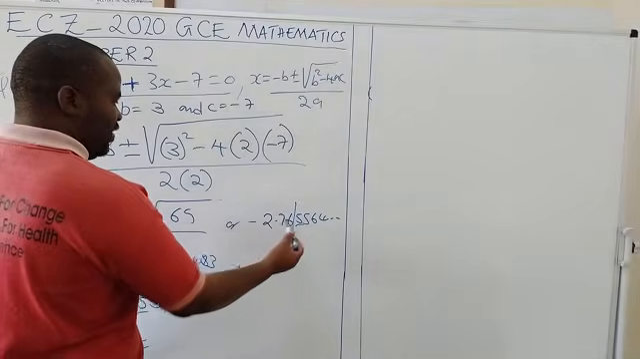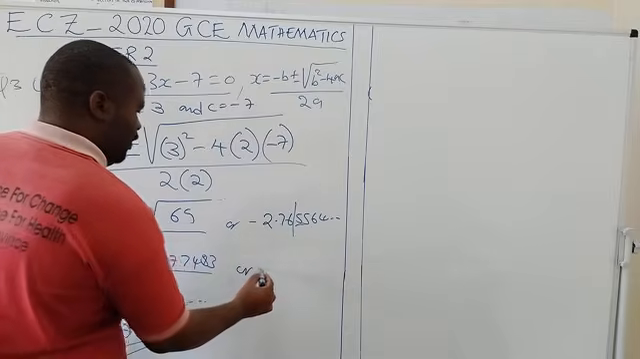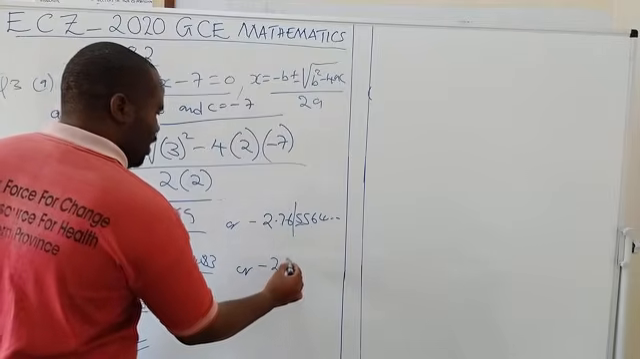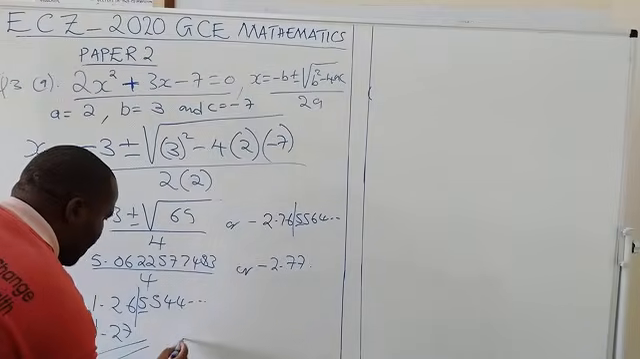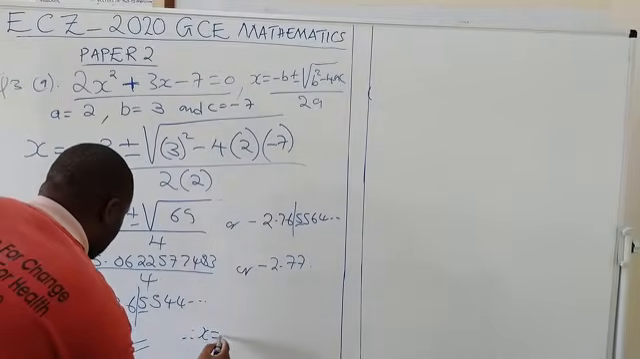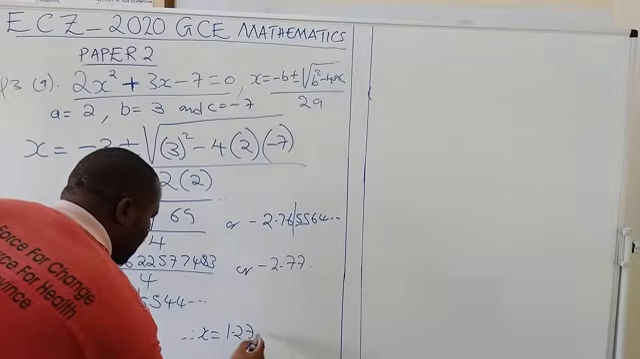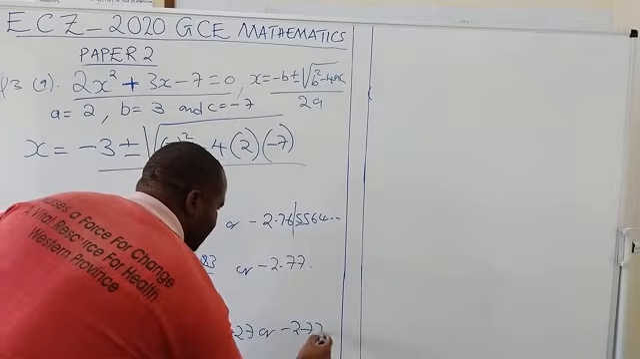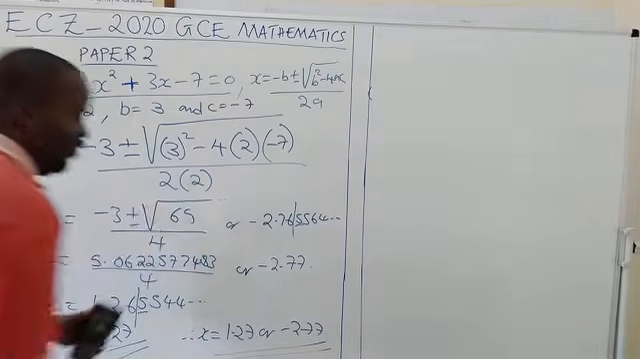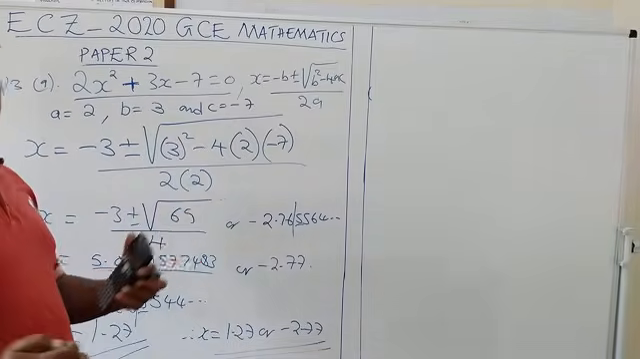1 plus 6 should be 7. So negative 2.77. Please take note, these are our answers. So I say, therefore, x is equal to 1.27 or negative 2.77. That is our answer. Just have to make sure that you use the calculator correctly.